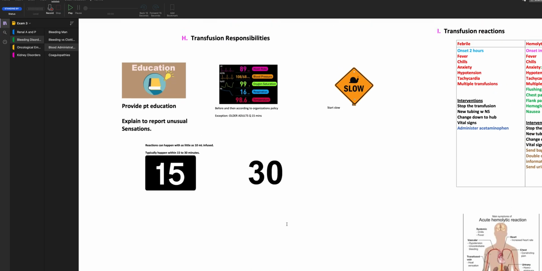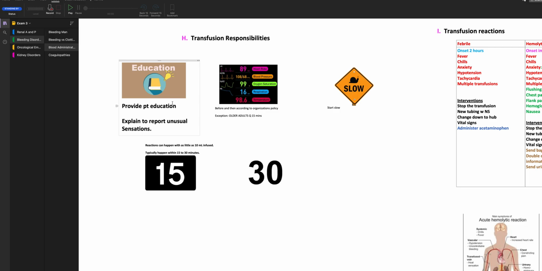Okay, your responsibilities: educate the patient beforehand. You need to stay in that room for the first 15 minutes, or according to your organization's policies. Tell the patient to report anything unusual to you. Reactions can happen as early as 10 mLs of blood being put in. That's why you have to be there at the beginning. But typically they happen within 15 to 30 minutes.